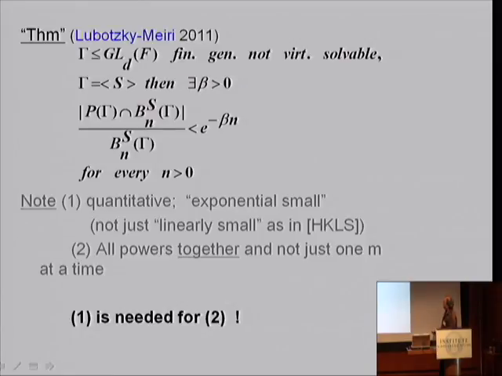So this is a very strong improvement of the previous theorem. First of all, it's quantitative, not just saying that it cannot contain a finite index subgroup, but it's really exponentially small. But what I'm more excited about is that this treats all powers together, not just one m at a time. Before that, and I want to stress, in order to treat all the powers together, you must prove a quantitative result.